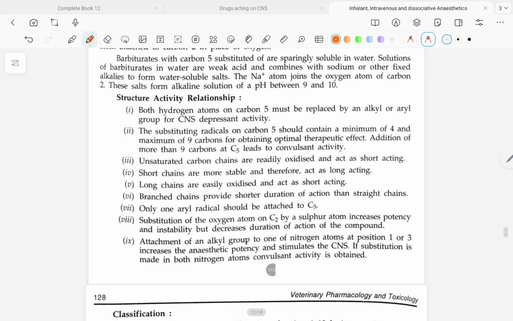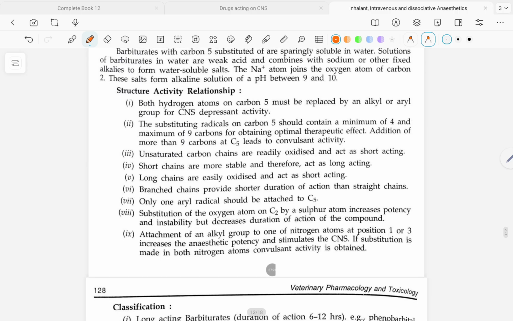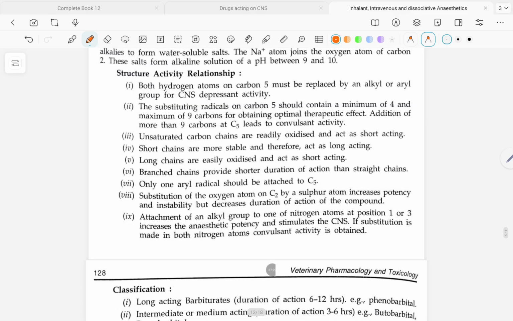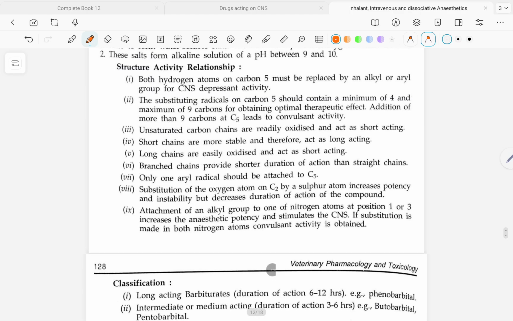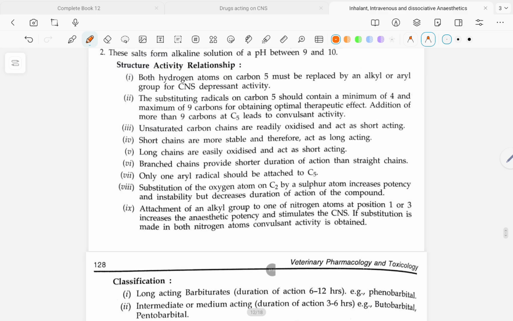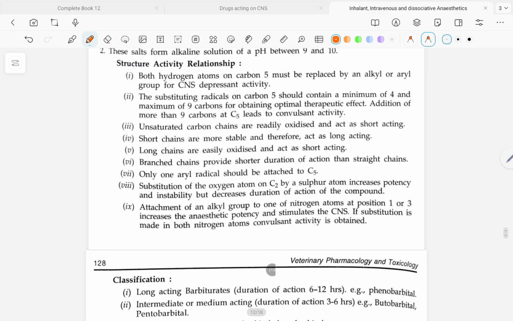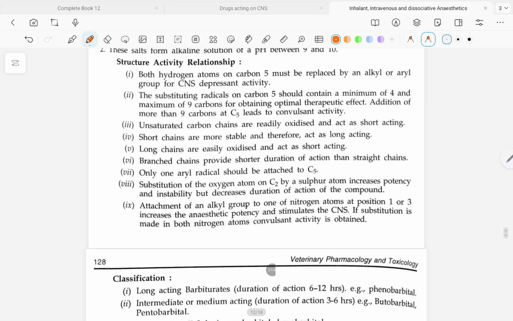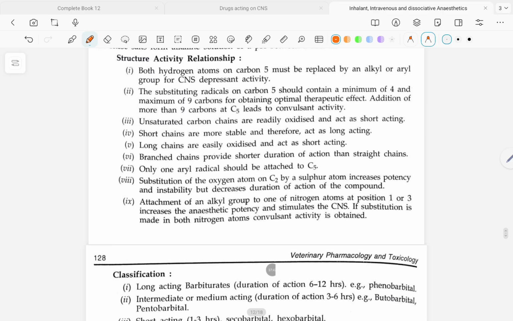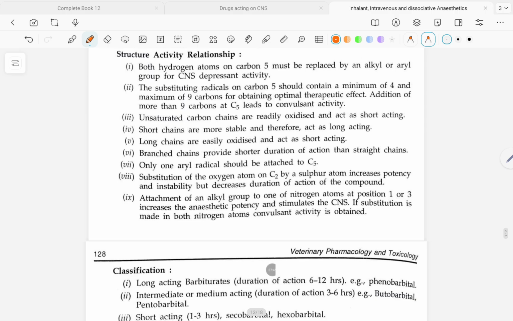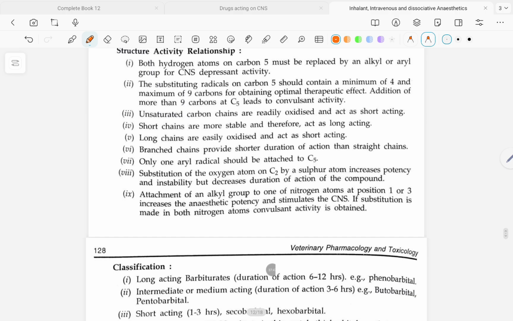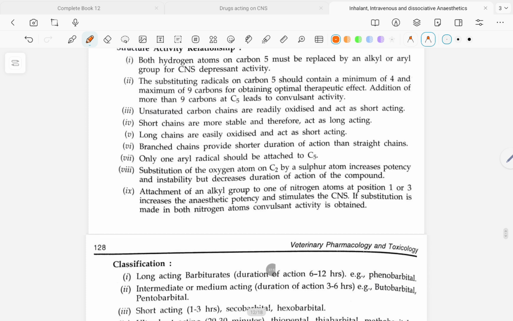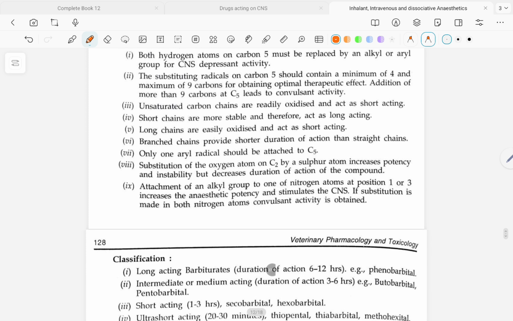Structure activity relationship. Both hydrogen atoms on carbon 5 must be replaced by an alkyl or aryl group for CNS depressant activity. The substituting radical on carbon 5 should contain a minimum of 4 and a maximum of 9 carbons for obtaining optimal therapeutic effect. Addition of more than 9 carbons at C5 leads to convulsant activity.